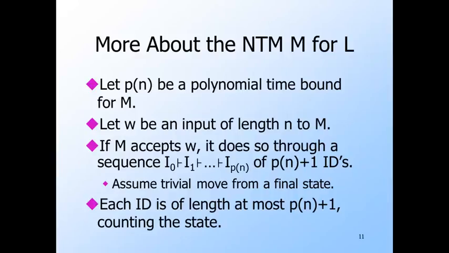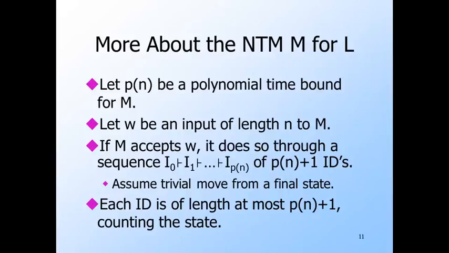And this is an observation rather than an assumption. Remember that the head cannot move more than P of n squares in P of n moves. So we're going to represent each ID by a sequence of exactly P of n plus 1 positions, the first P of n tape squares, and the state. Initially, most of these are blank, but it's okay for some of these P of n plus 1 positions to hold a blank beyond where the head has reached so far, even if this blank is not technically part of the ID.